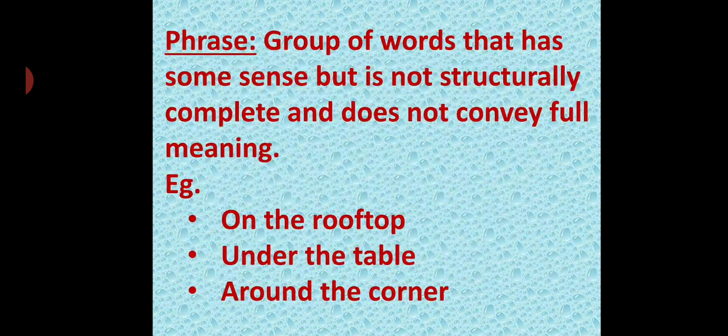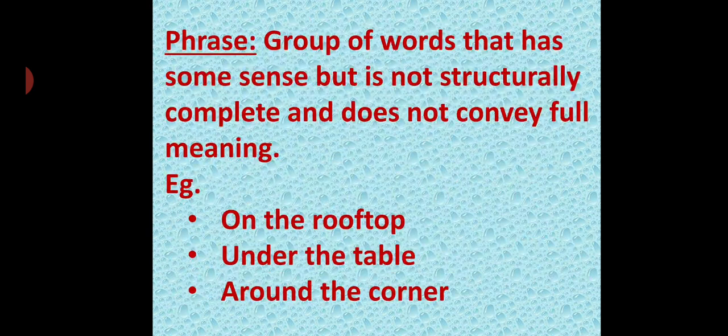For example, he is sitting on the rooftop. Here, the meaning is clear and complete. Second example, my dog is lying under the table. Third example, the shop is around the corner. So, when these phrases are used in sentences, they depict the clear meaning. So, I think now you know how a phrase is different from a sentence.